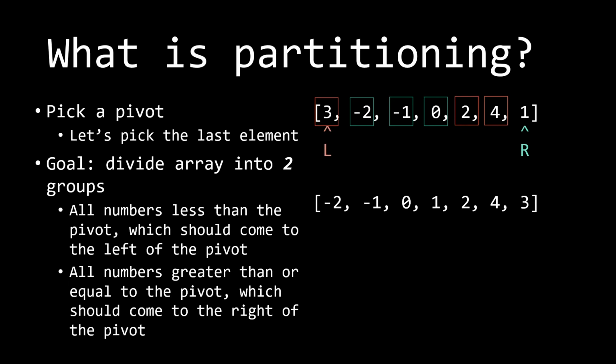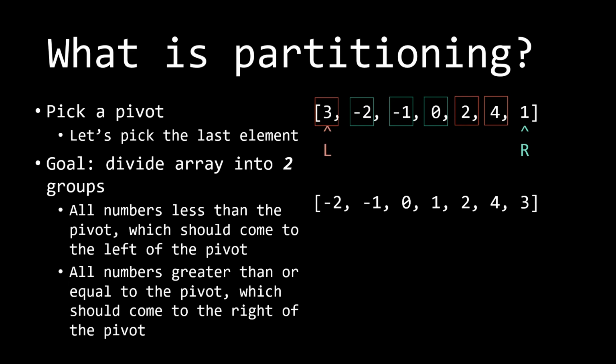And we're going to put that on the left of the pivot. And then we're going to take all the elements that are greater than the pivot, so 2, 4, and 3. And we're just going to put that on the right side of the pivot. And as you can see, it's fully complete where 1 is in the middle, right? It's squeezed between the two groups.